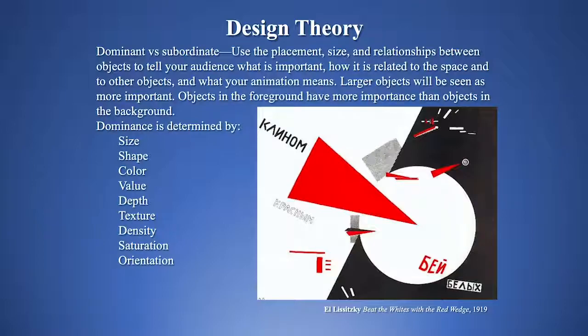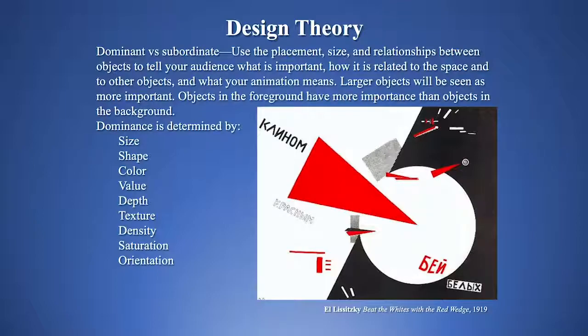Dominant versus subordinate. You can use the placement, size, and relationships between your objects to tell your audience what is important, how it is related to the space and to other objects, and what your animation means. Larger objects will be seen as more important. Objects in the foreground have more importance than objects in the background.